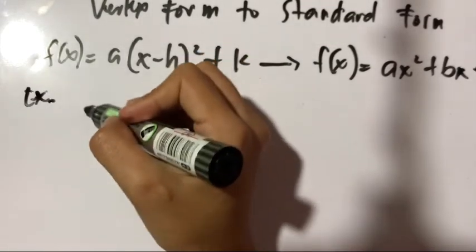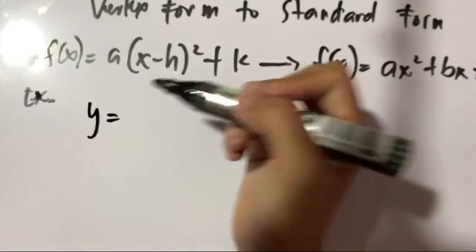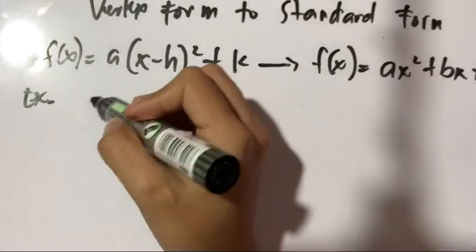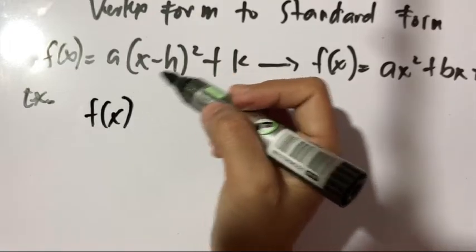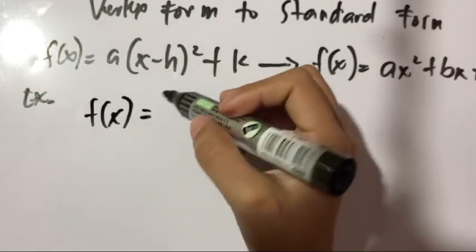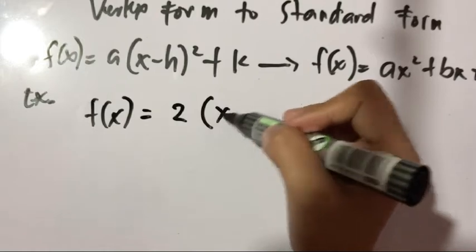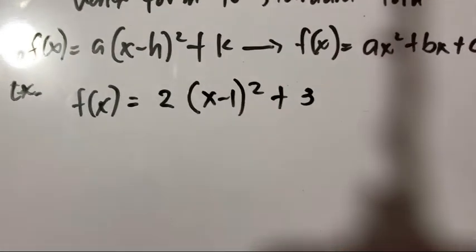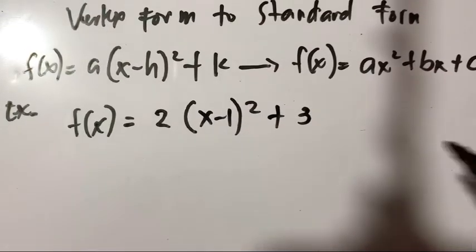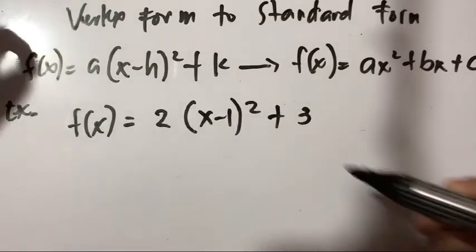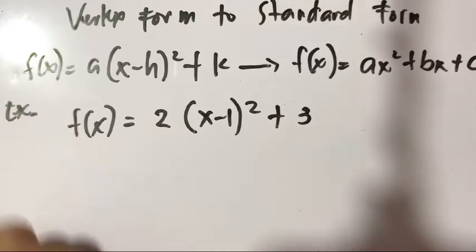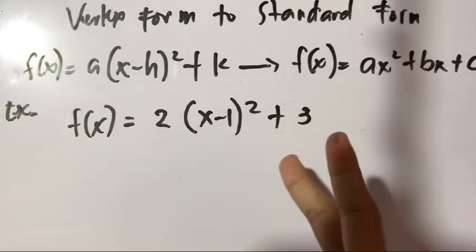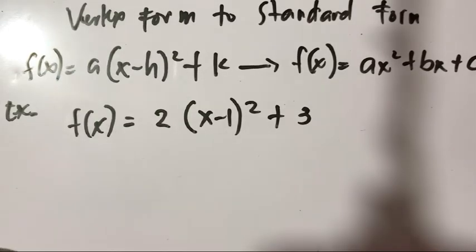We have here our vertex form, or f of x, that we will use because you are more used to it. Anyways, either of the two, depending on you. f of x is equal to 2 times x minus 1 squared plus 3. So how are we going to convert this one into the standard form? What we have to do is to simply manipulate the terms of the given equation, no?